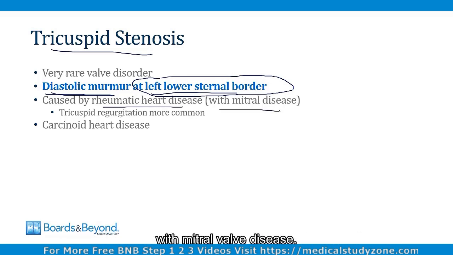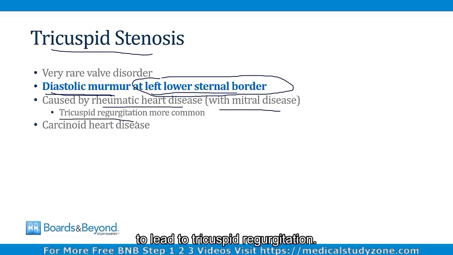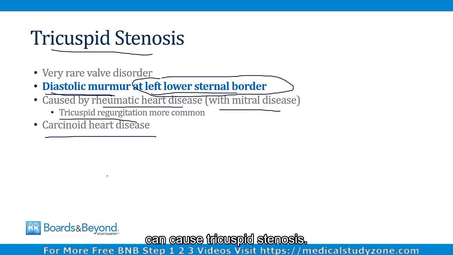Tricuspid stenosis can be caused by rheumatic heart disease, although it always occurs together with mitral valve disease. It never occurs in isolation as tricuspid valve disease only. And much more common than tricuspid stenosis is for rheumatic heart disease to lead to tricuspid regurgitation. And then finally, carcinoid heart disease can cause tricuspid stenosis.